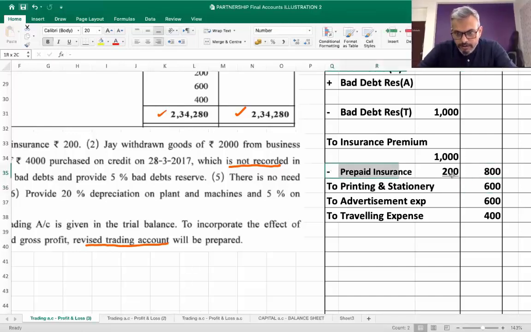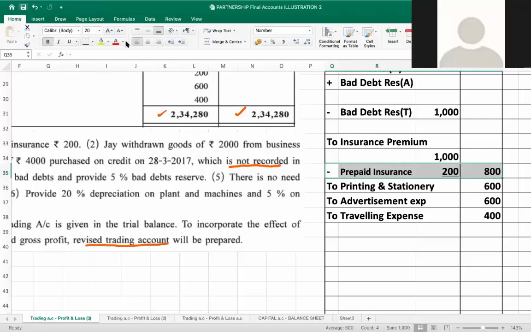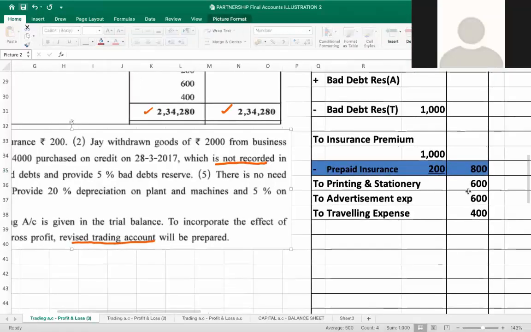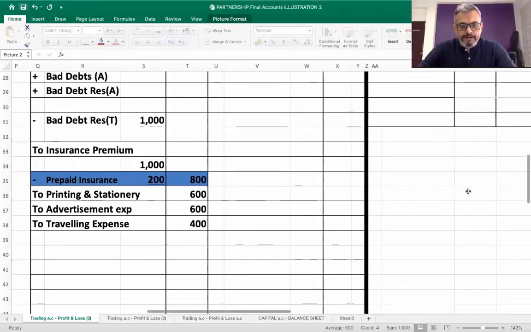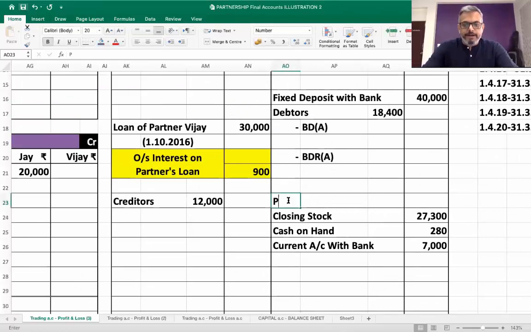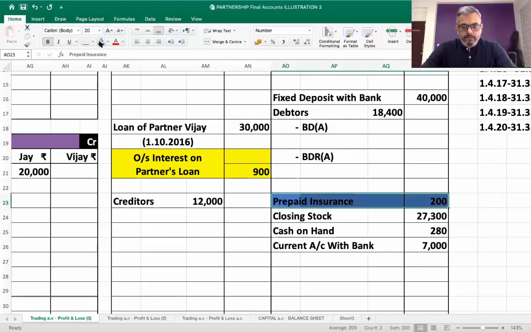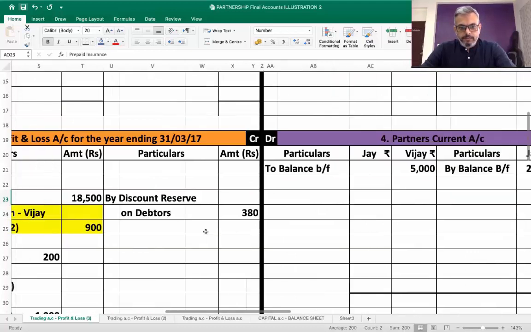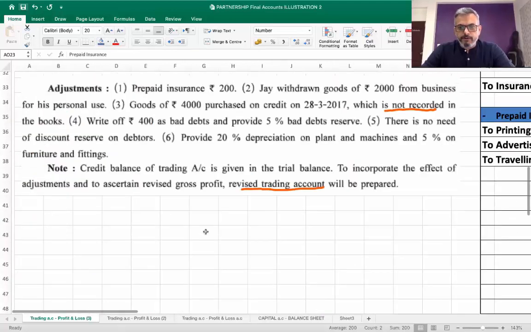Now let me highlight this. Okay. Second effect, it's not our expense, it is our asset. So balance sheet, asset side, prepaid insurance 200. Let's proceed to the next one.